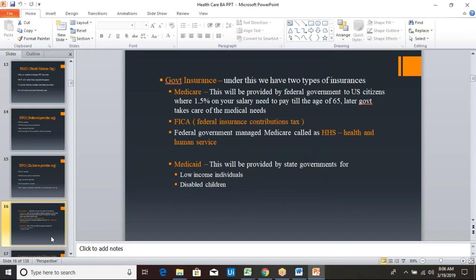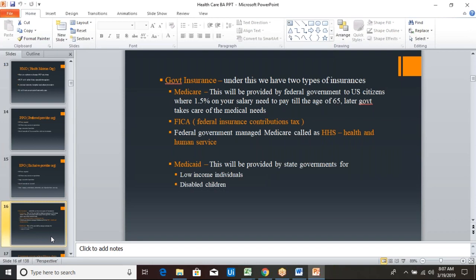Now, the government insurances I've talked about have two different types: Medicare and Medicaid. Medicare is insurance issued for people who are citizens of the US, and it comes into existence when people have crossed the age of 65 plus. For these people, whatever medical emergencies they have, everything will be taken care of by Medicare itself. This is what the Medicare policy is all about.